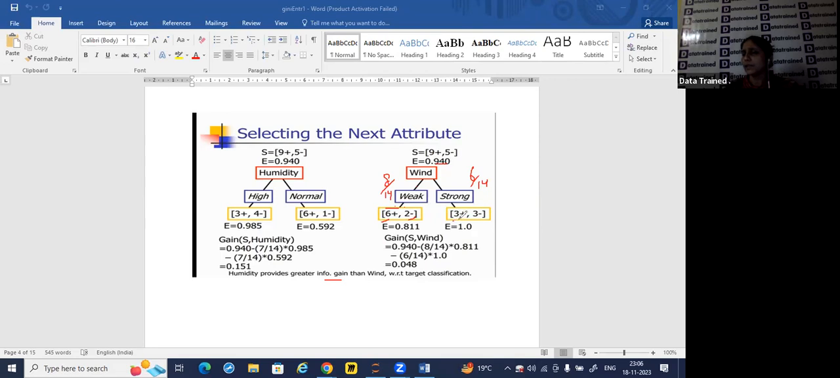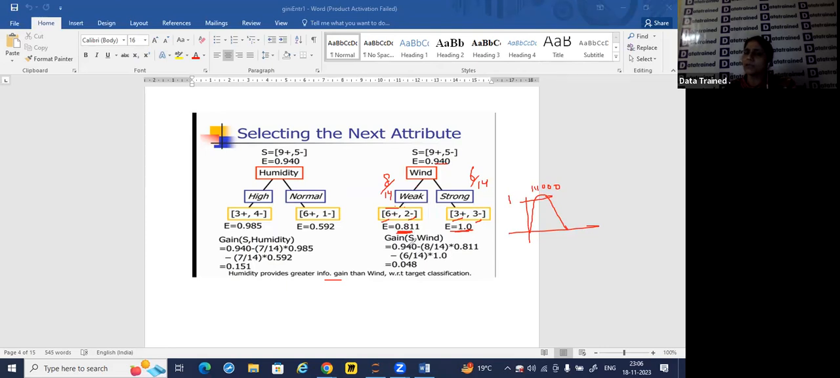In strong wind, 3 times the player has gone out to play, 3 times the player has not gone out. From this directly, 3 and 3, 1, 2, 3, 1, 2, 3. So directly the entropy is coming 1. That's why your entropy is coming 1. Equal, 3 by 6, 3 by 6. Now here the entropy is lower, that one is 0.81.